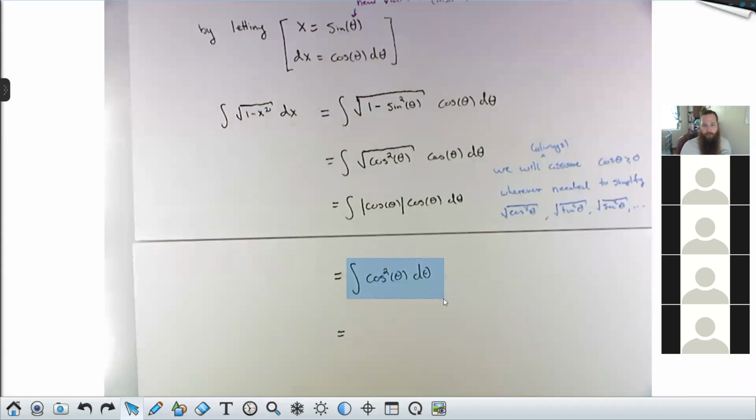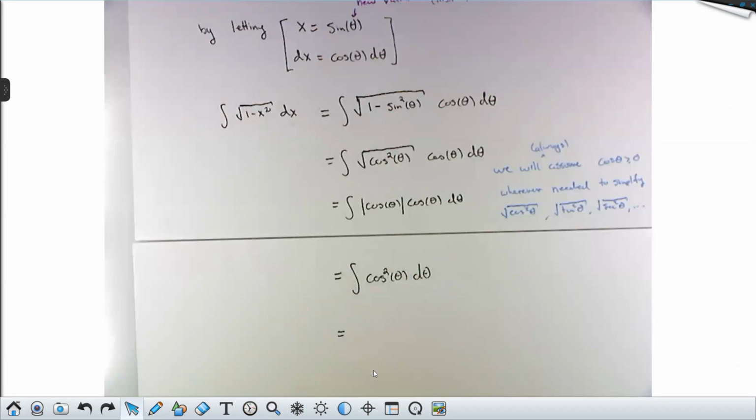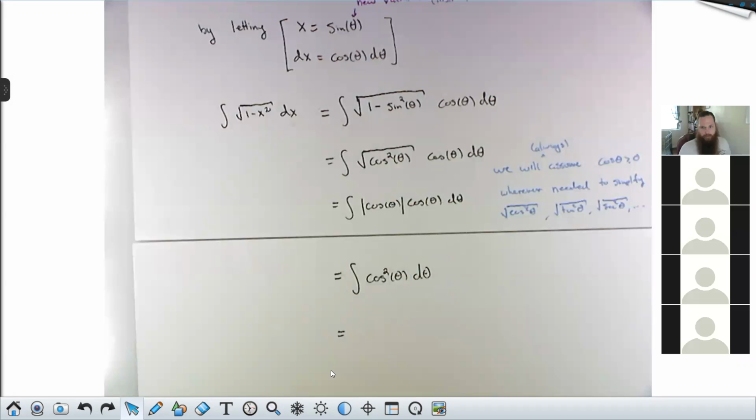This is like a problem from 7.2, right? It's just a straight trig integral. How do we do it? So this is like a sine cosine integral. The power of sine is 0, which is even. The power of cosine is 2, which is even. So you use half angle identities.